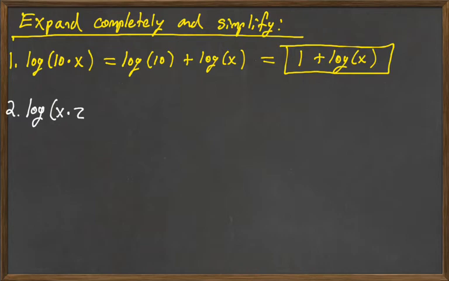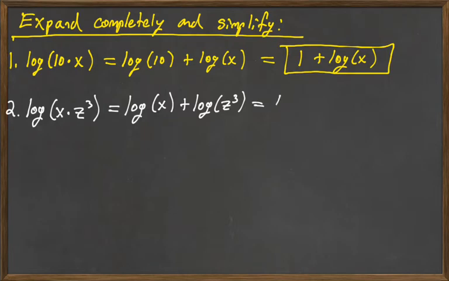So we're going to look at log of x times z to the third power. Again, we're going to use that product rule because we have the product of x and z to the third power. So that'll be log of x plus log of z to the third. The log of x is all done, there's nothing else we can do with it, but the log of z to the third, you have that exponent of 3, so we can bring that exponent down. So that'll be log of x plus 3 log of z.